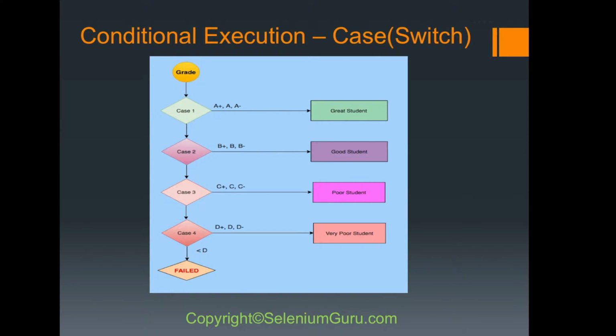So I've got this grade here. Just like we did for using conditional expressions and if and else if. Case one is if your grade is A plus, A or A minus, this means you are a great student. Case two is if your grade is B plus, B or B minus, you're a good student. Case three is C plus, C or C minus, you're a poor student. Case four is D plus, D or D minus, it's a very poor student. Anything less than D, you'll fail the class.